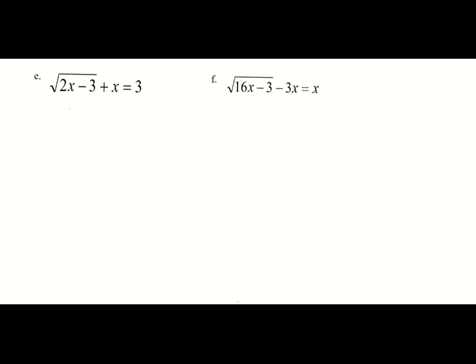Okay, and here we are going to start solving our last two equations for this module. The first thing we're going to do with this first one is, again, isolate that radical. So now we need to move that x over. We're going to subtract it from both sides. So now we have the square root of 2x minus 3 equals -x, or the opposite of x, plus 3. We're going to square both sides.